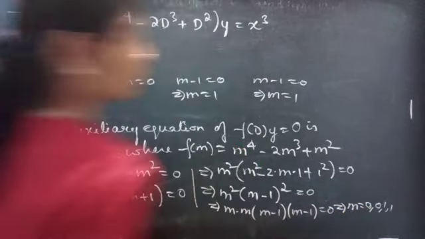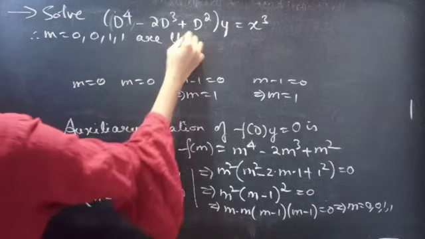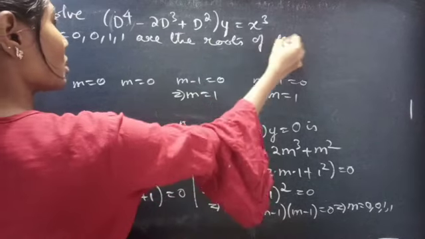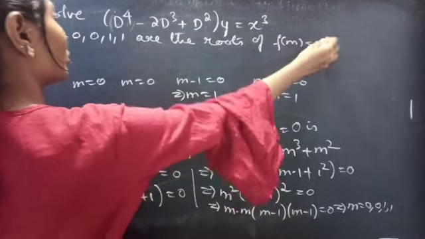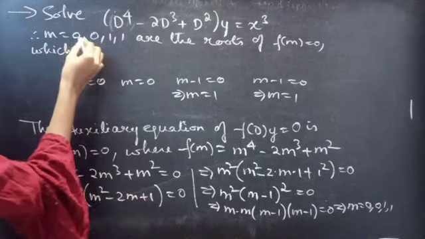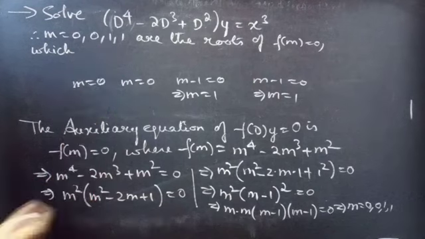Therefore, m = 0, 0, 1, 1 are the roots of our auxiliary equation, which are equal, right? You have two pairs of equal roots.